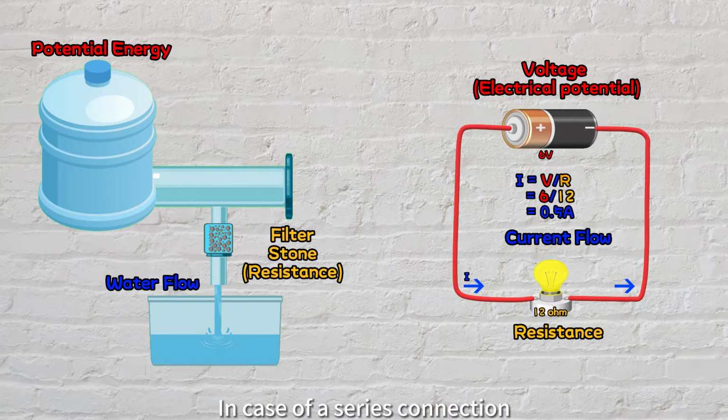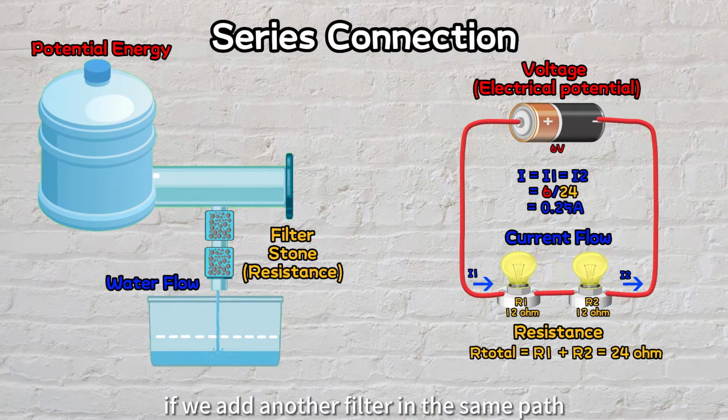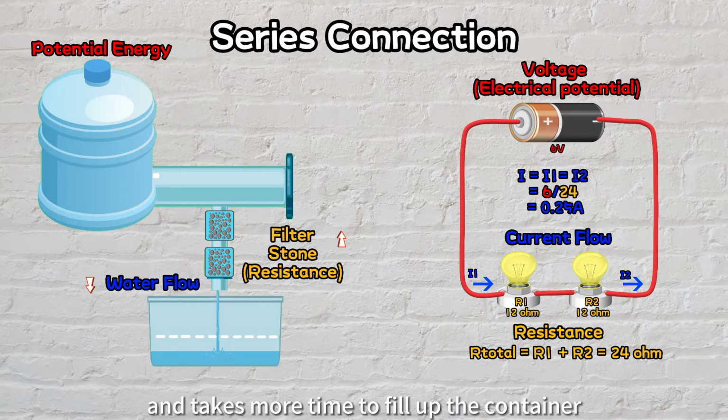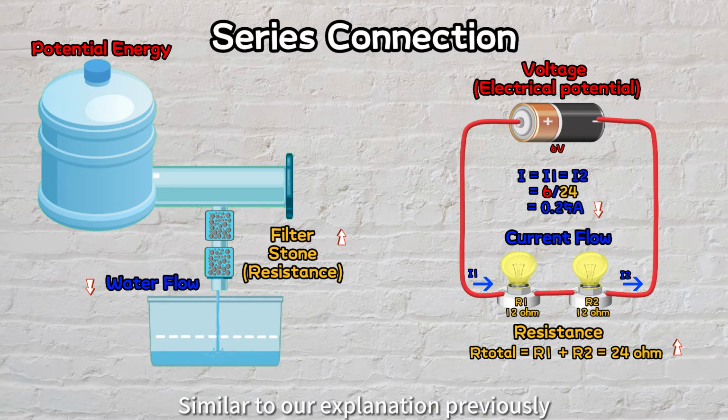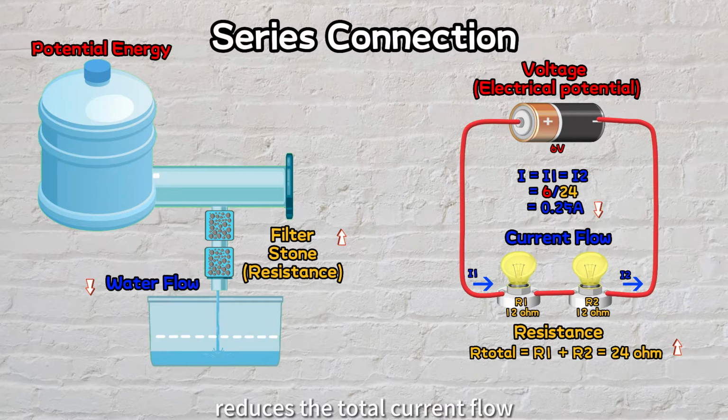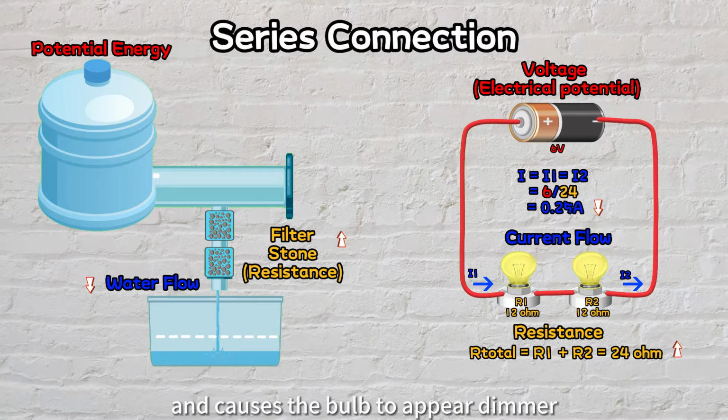In case of a series connection, if we add another filter in the same path, more stone blocks the path, increasing the resistance to water flow, which results in a slower flow rate and takes more time to fill up the container. Similar to our explanation previously, adding another bulb in series increases the total resistance, reduces the total current flow, and causes the bulb to appear dimmer.